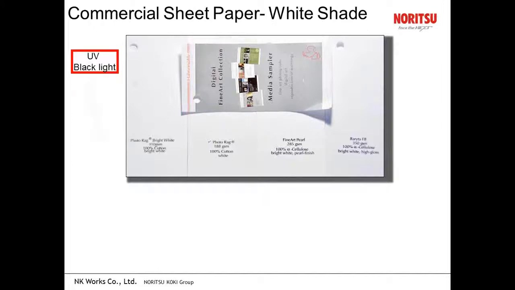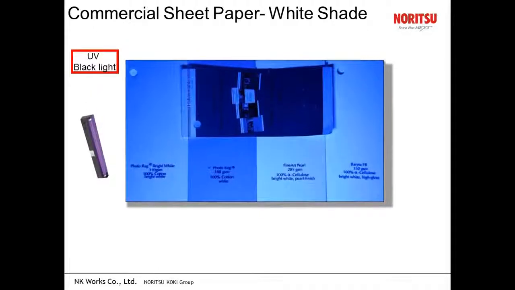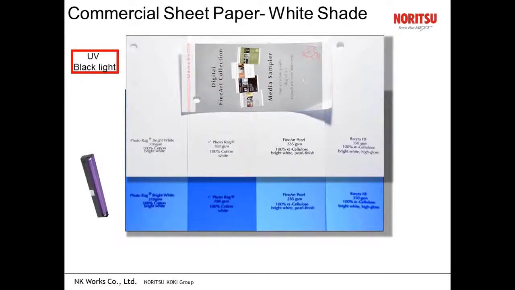In the case of the Hahnemuhle, I'm going to shine a black light onto the papers. This is my black light shining onto the papers, and I have photographed this with my Nikon D7000 camera. Now we can see the optical brighteners that Hahnemuhle is using in the paper. We can see that in their bright white, they're using some optical brighteners.